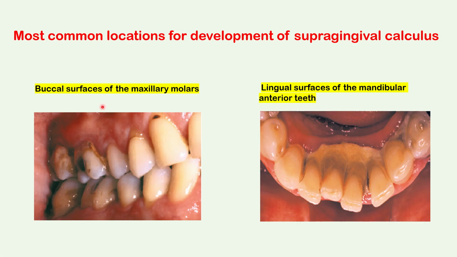So the most common locations for development of supragingival calculus are found to be the buccal surfaces of the maxillary molars and the lingual surfaces of the mandibular anterior teeth.